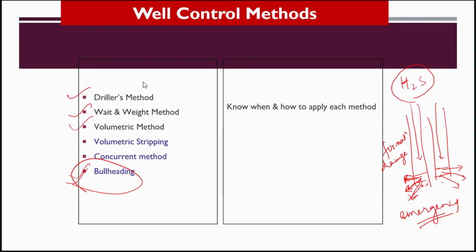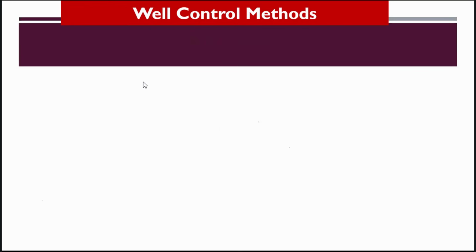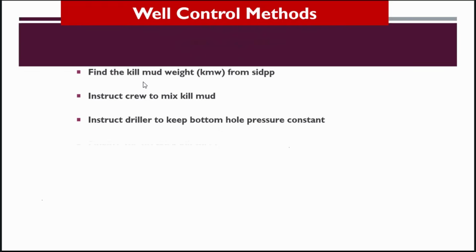Our usual method is driller's or wait and weight. And if due to some reason we are unable to circulate, then we use volumetric method. Okay. So all the methods have their own benefits and drawbacks, and we can see what the benefits and drawbacks are.